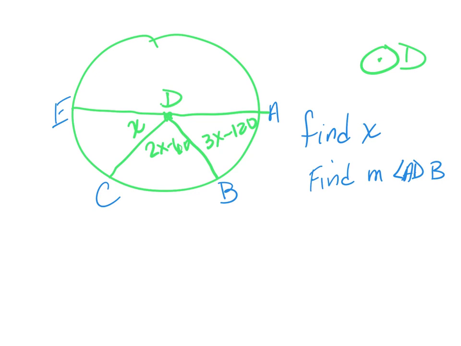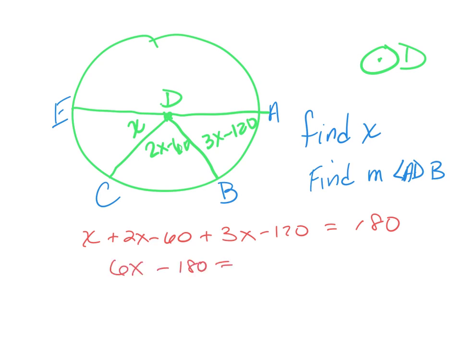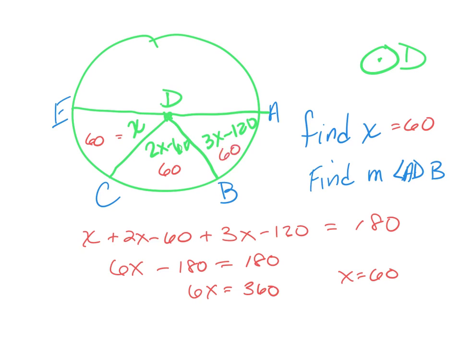So I'm going to just set up my equation as x plus 2x minus 60 plus 3x minus 120 equals 180. So that gives me 6x minus 180 equals 180. So 6x equals 360 when I add 180 to both sides. And when I divide by 6, I get x equals 60. I found x. So if x is 60, then this angle here is 60. This one here is 2 times 60 minus 60, which, by the way, is 60. And this one here is 3 times 60 minus 120, which is 60.